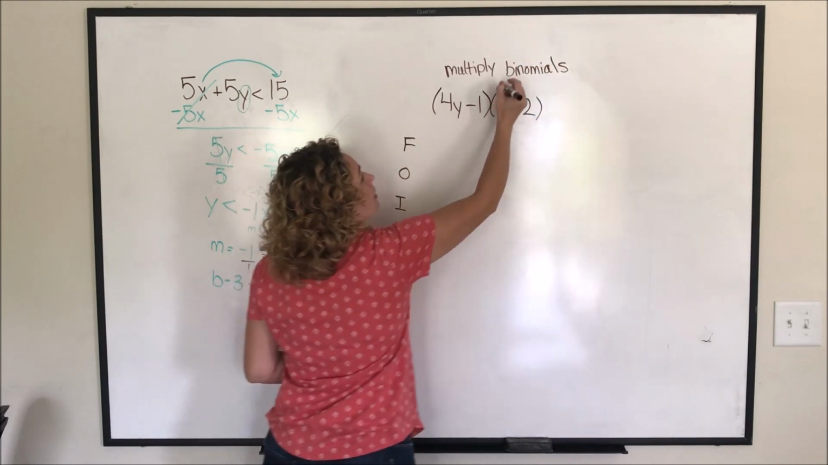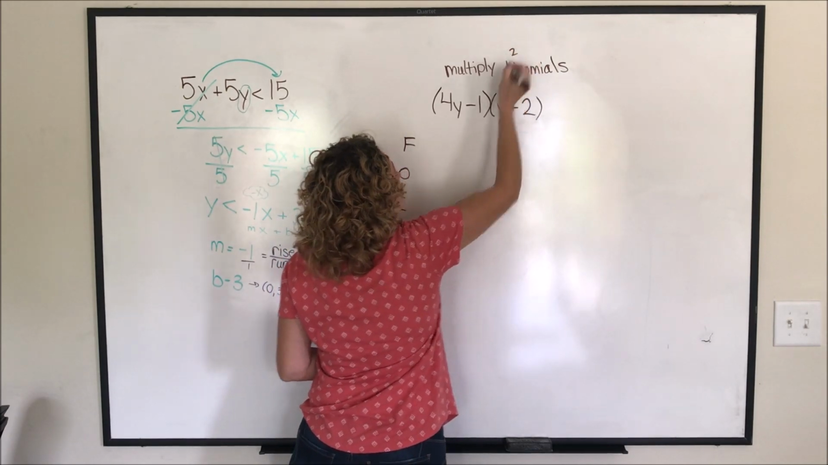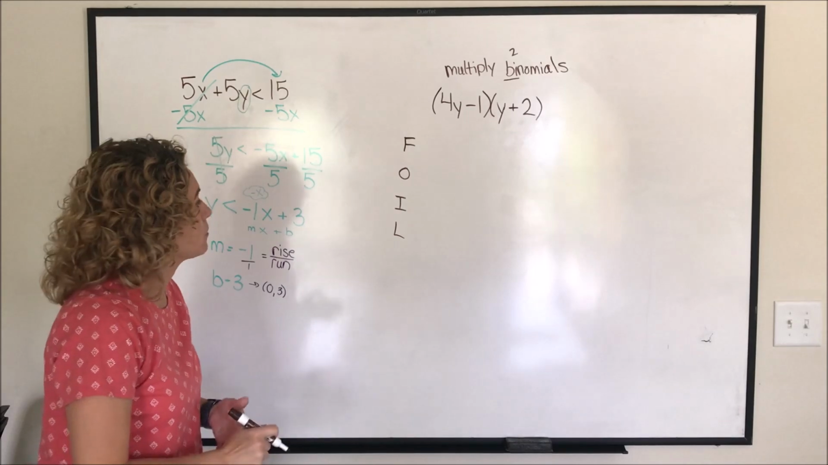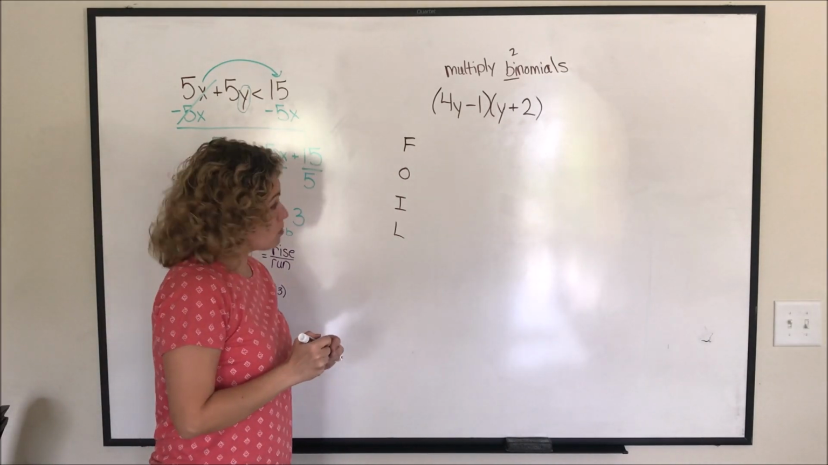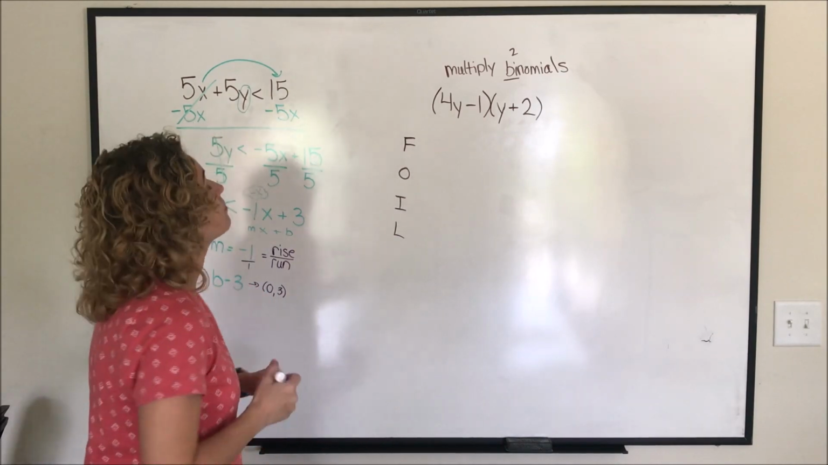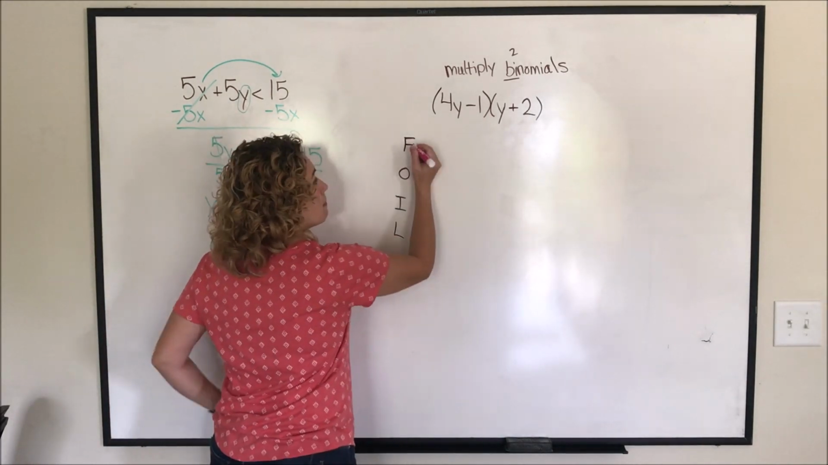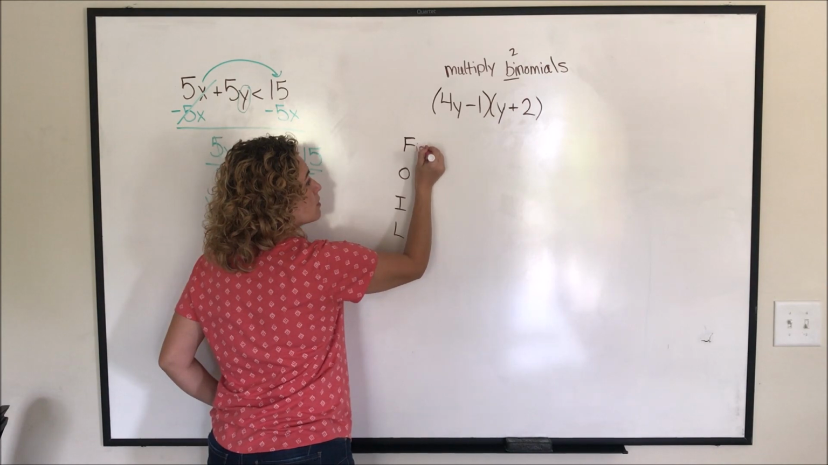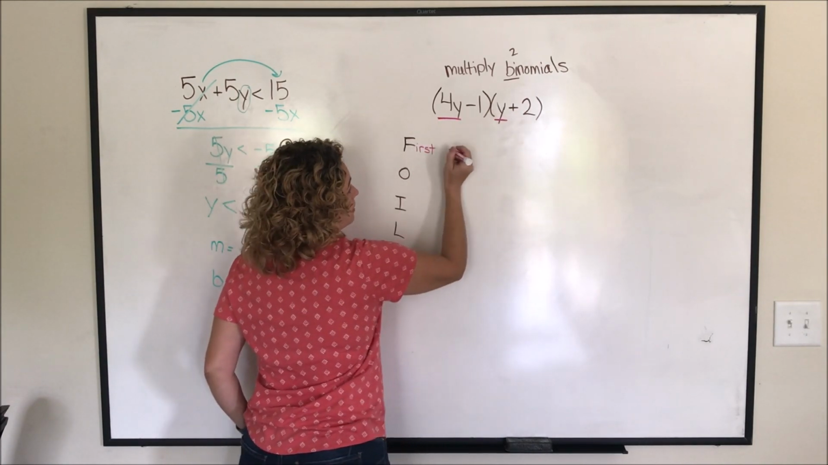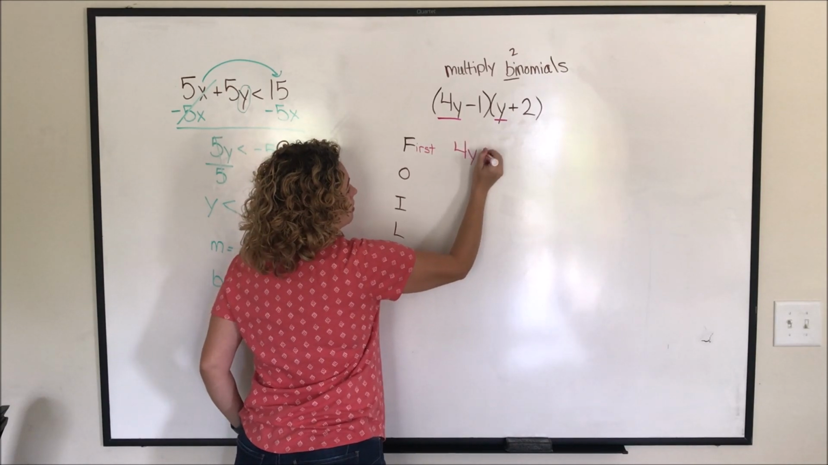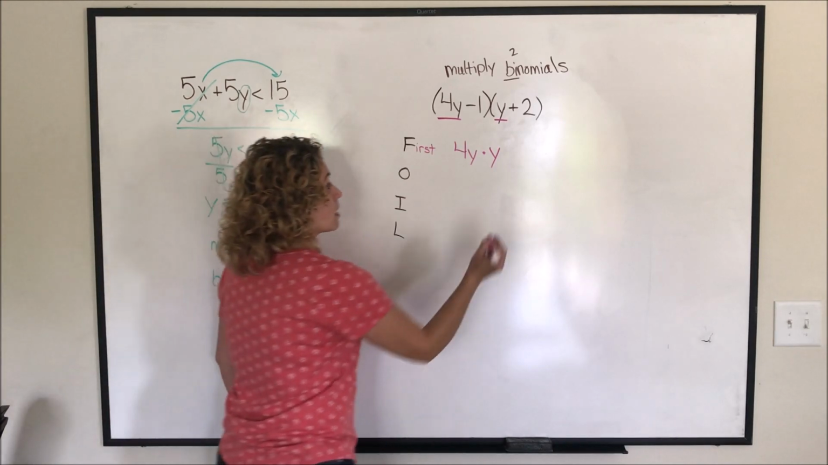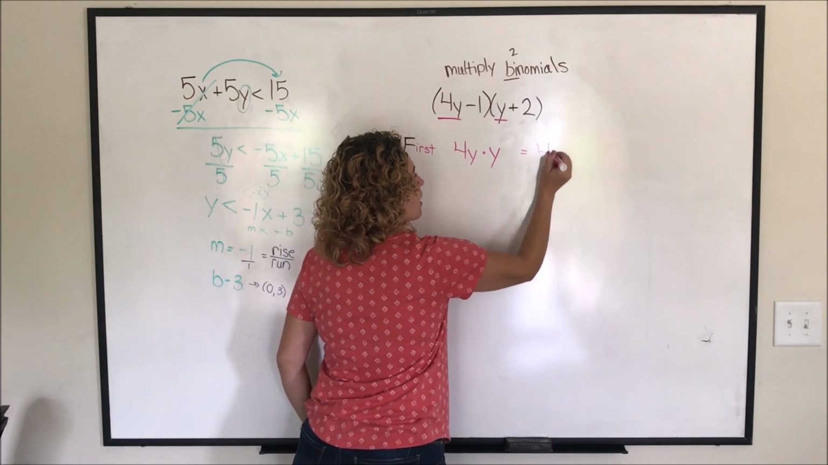Okay, bi means two. See, there's 1, 2, 1, 2, two pieces, so those are binomials. So when you multiply binomials, you get to use this algorithm, FOIL. And what does it mean? It means first, so the first term in each set of parentheses. So 4y times y. That would actually simplify to 4y squared.